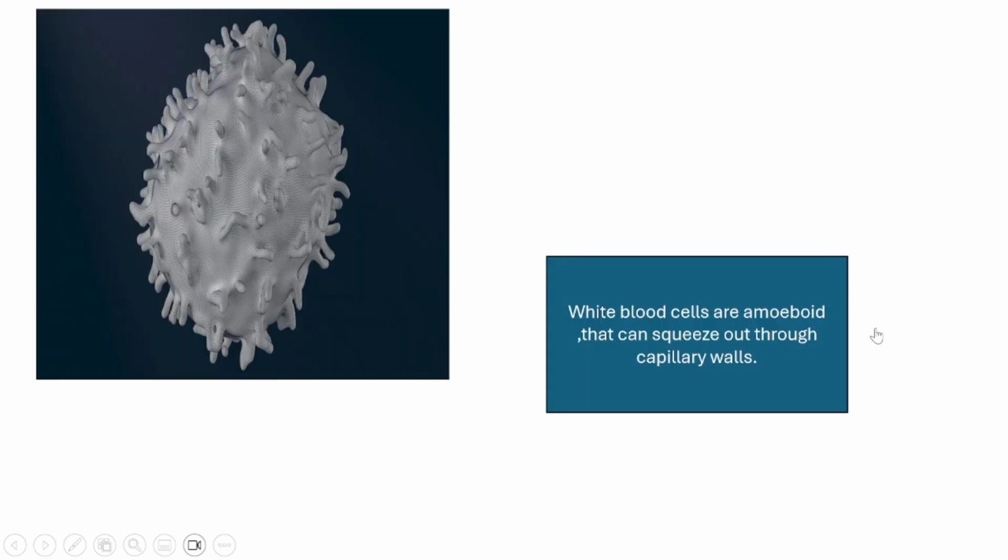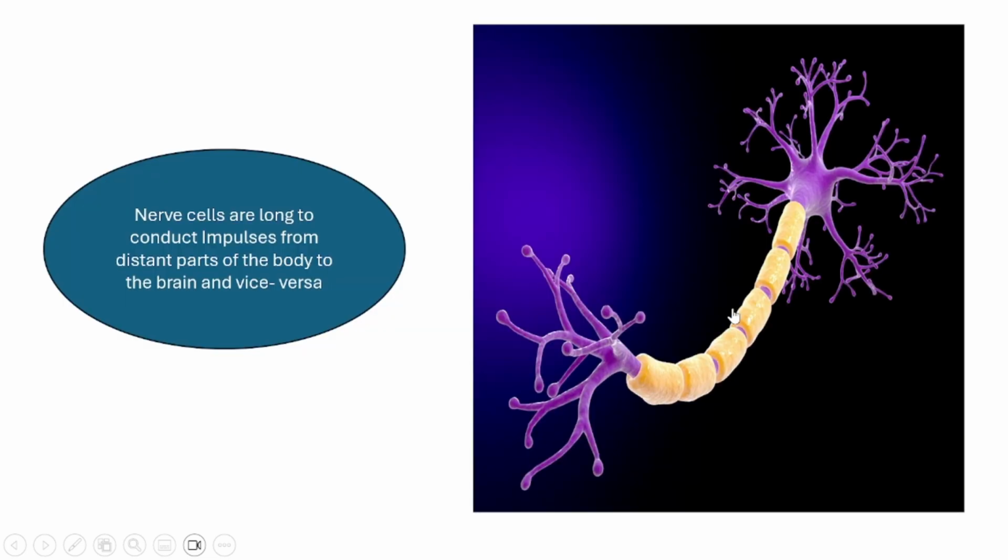Now let's go into the white blood cells. White blood cells are amoeboid shapes because they can squeeze out through the capillary walls in the time of need.